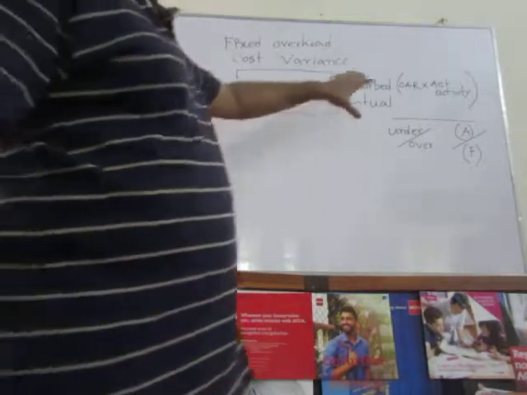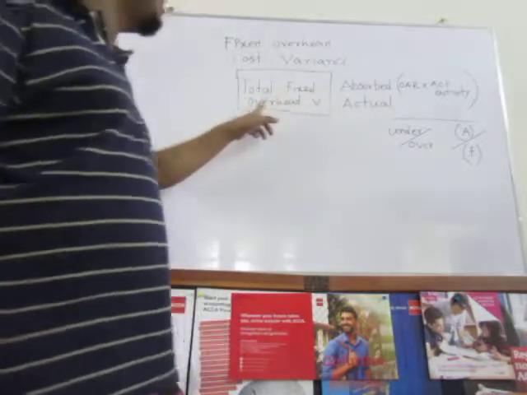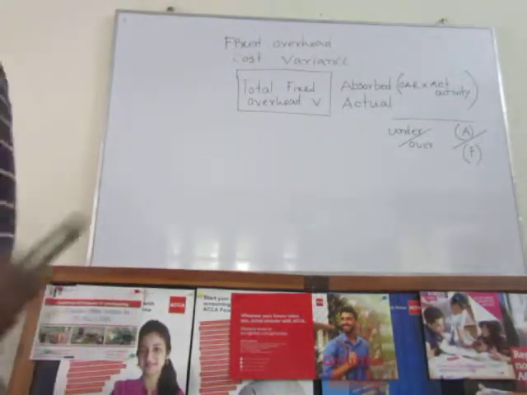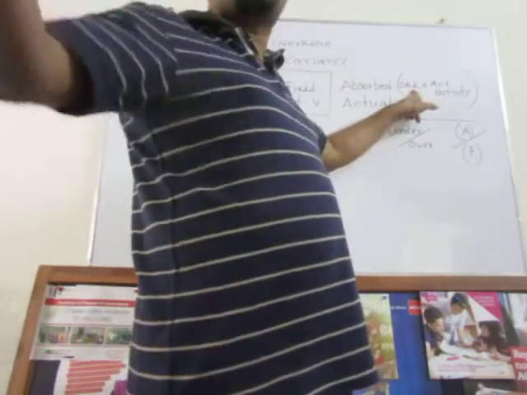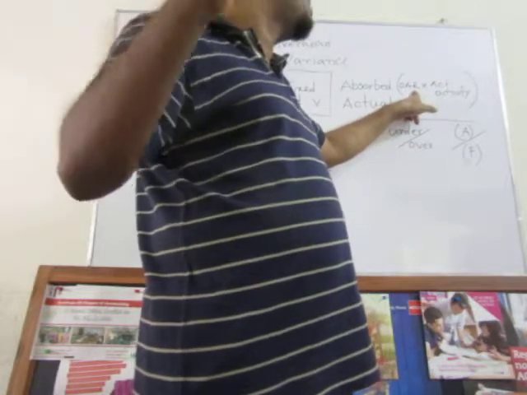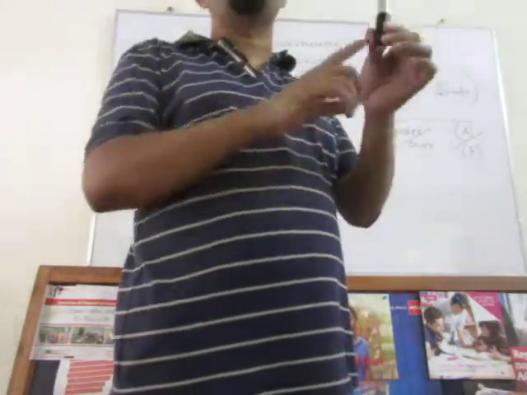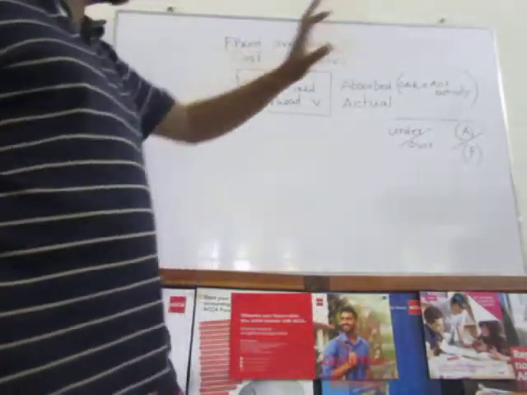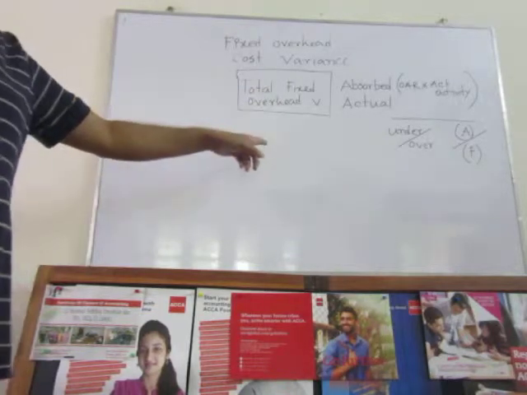So through this formula or rule you can find out the total fixed overhead variance. Clear? Then one thing to keep in mind here: this is the overhead absorption rate per unit, and this is actual activity. Actual activity means how many pens you actually produced, not budgeted. So this is the under over, and through this we can find out the total fixed overhead variance, right?